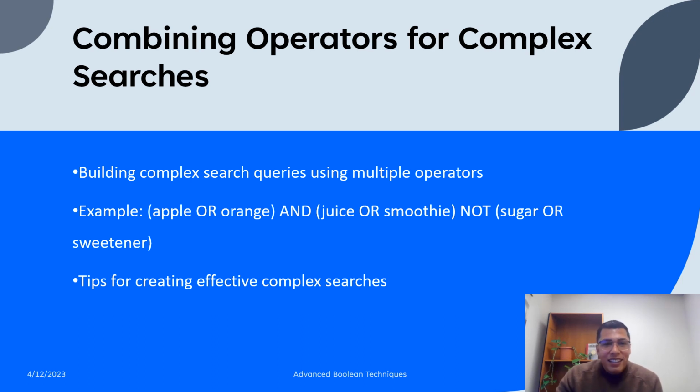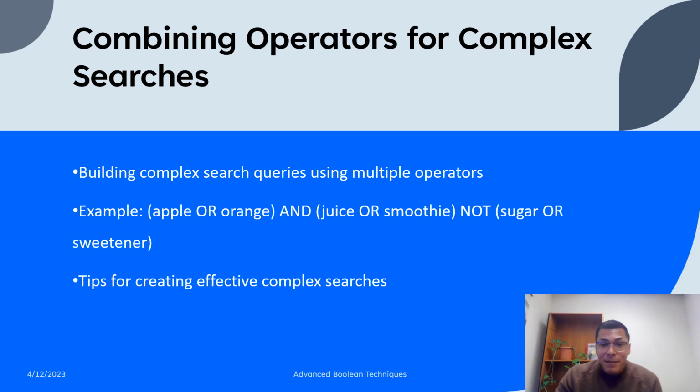For instance, let's take a look at the following search query: apple or orange and juice or smoothie, but now not sugar or sweetener. In this example, we're looking for results that include either apple or orange, as well as either juice or smoothie, but exclude any mention of sugar or sweetener. This might be important for a multitude of reasons. Maybe you're just trying to be healthy, and you want it to not include the mention of sugar or sweeteners.